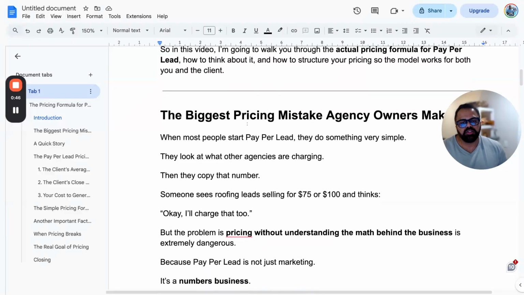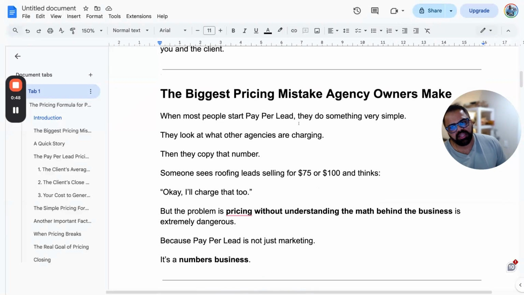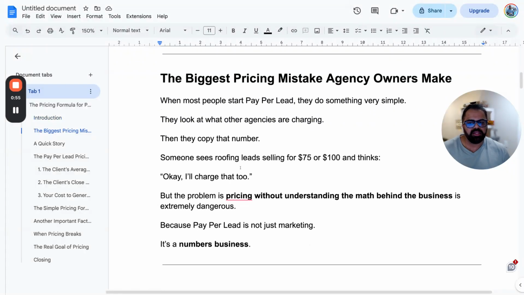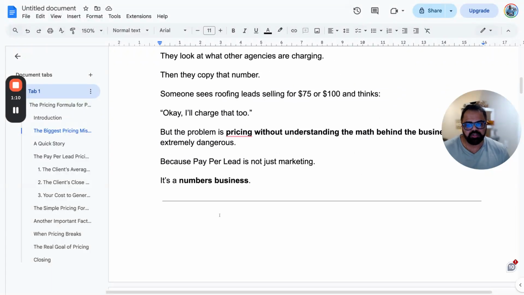Okay. So the biggest pricing mistake agency owners make is, when most people start a pay per lead agency, they do very simple math. They look at what other agencies are charging and they just copy that number. Someone sees roofing leads selling for 75 or $100 and thinks, okay, I'll charge that too. But pricing without understanding the math behind the business is extremely dangerous, because pay per lead is not just marketing; it's a numbers business.